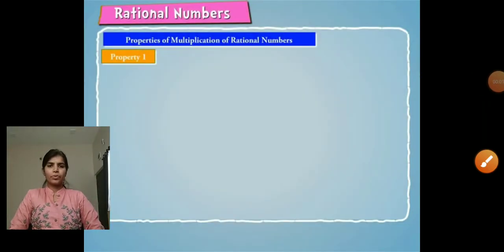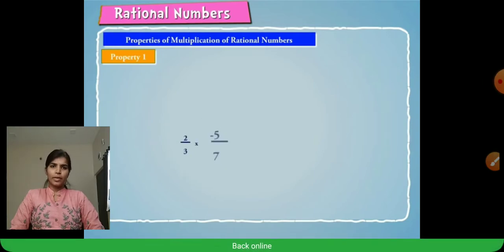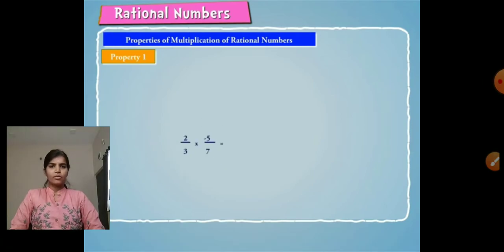Hello students, today we are discussing our next topic, properties of multiplication of a rational number. So our first property we are seeing. We have two rational numbers, 2 by 3 and minus 5 by 7. When we multiply these two rational numbers, we get our answer, minus 10 upon 21.